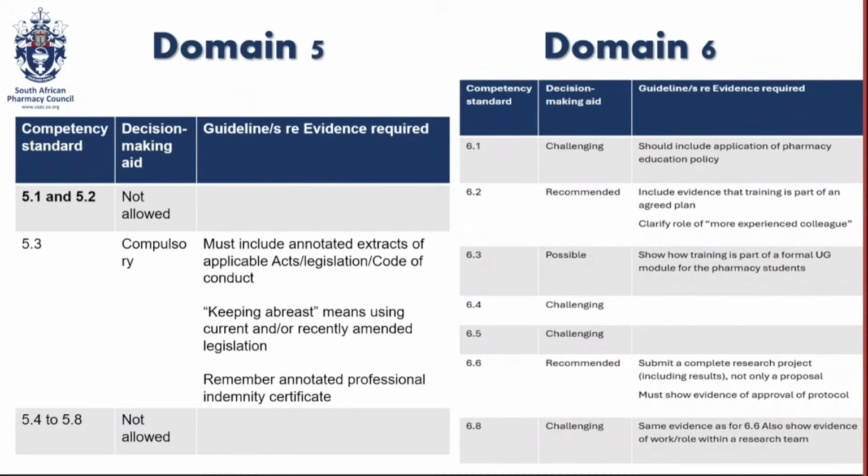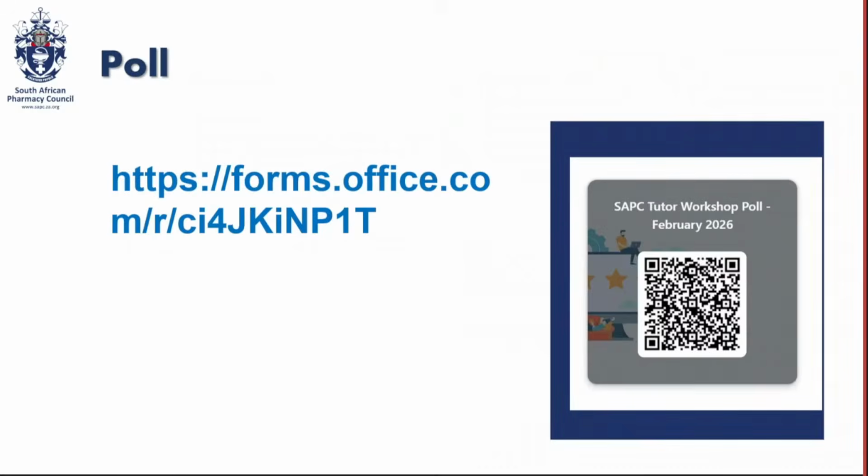Okay, and then domain 6, again, you can see that 6.2 is recommended, and you can see that there's guidelines there in terms of basically some basic evidence that you need. And again, I want to stress that if you read this, it won't give you 75% of the evidence needed. It's just pointers or guidelines where you can just point the intern in the right direction. Next slide.